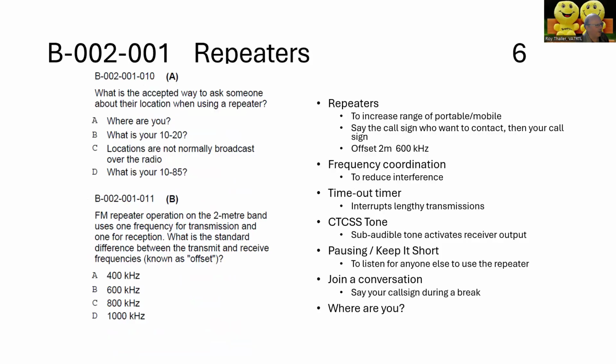What is the accepted way to ask someone about the location when using a repeater? So just use where are you? A. Correct answer. FM repeater operation on the 2-meter band uses one frequency for transmission and one for reception. What is the standard difference between the transmit and receive frequencies known as the offset? For the 2-meter band, it's 600 kilohertz.